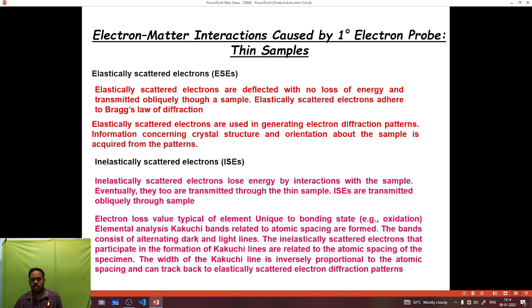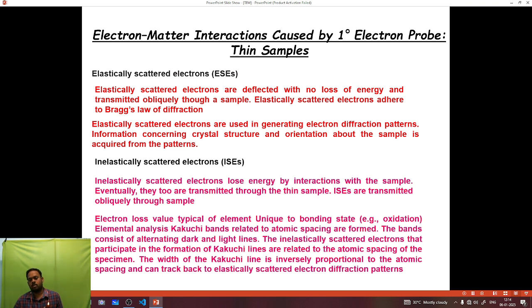The inelastically scattered electrons that participate in the formation of Kikuchi lines or Kikuchi bands are related to the atomic spacing of the specimen. The width of the Kikuchi line is inversely proportional to the interatomic spacing. So this is the main information we can get from the inelastically scattered electrons.